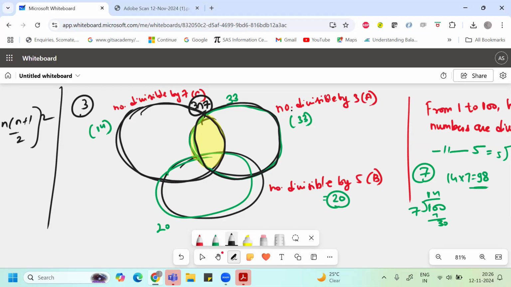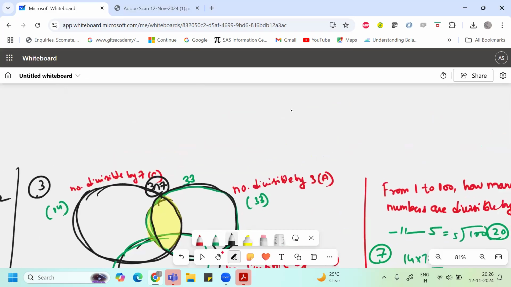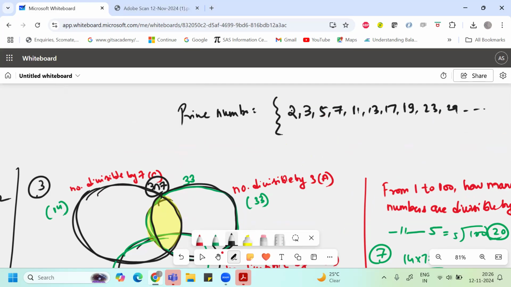Now, guys, remember one thing. There is something called co-prime numbers. You know what prime numbers are. Prime numbers are those numbers which are divisible only by one and by themselves, so they have only two factors: 2, 3, 5, 7, 11, 13, 17, 19, 23, 29. These are prime numbers.